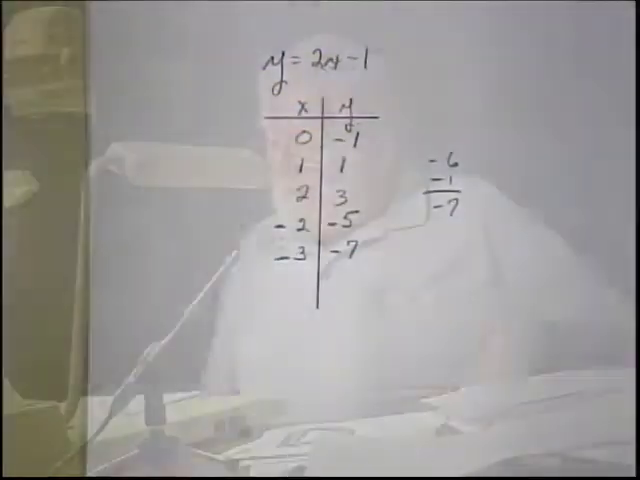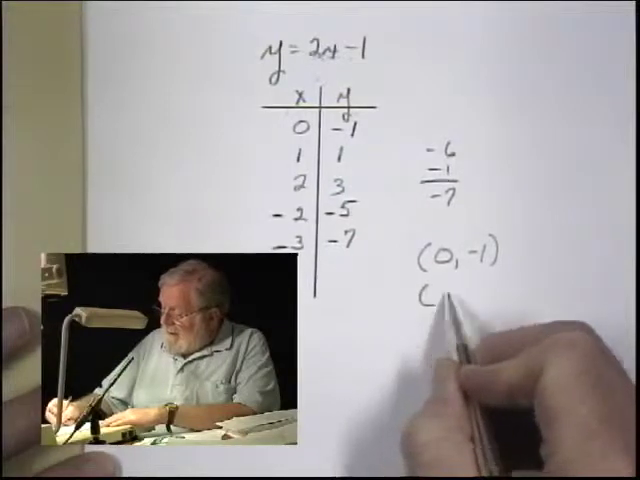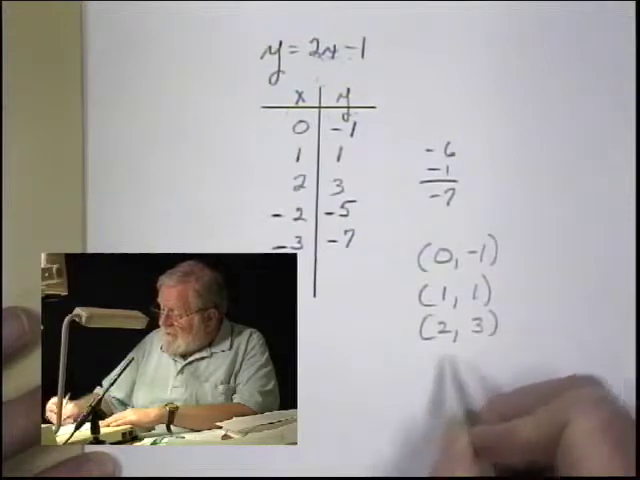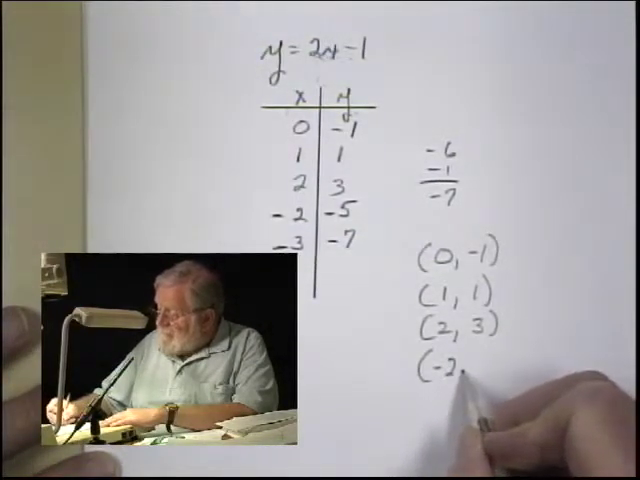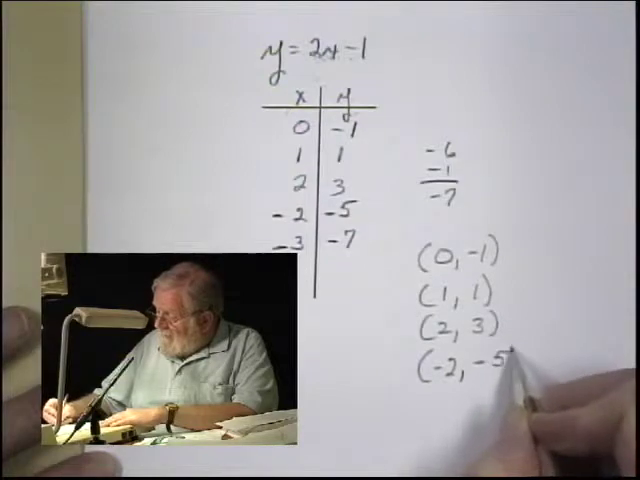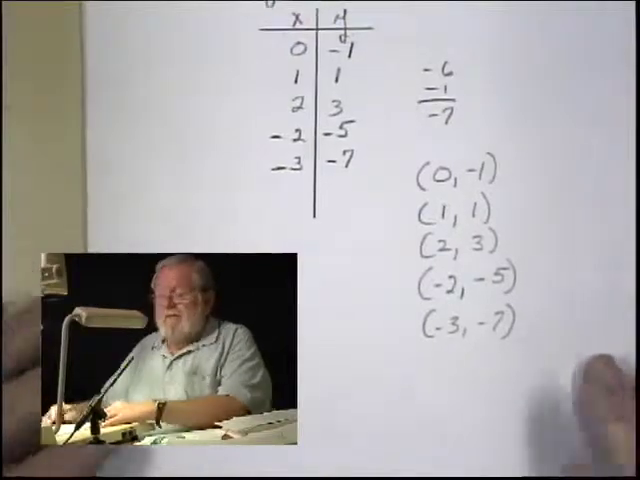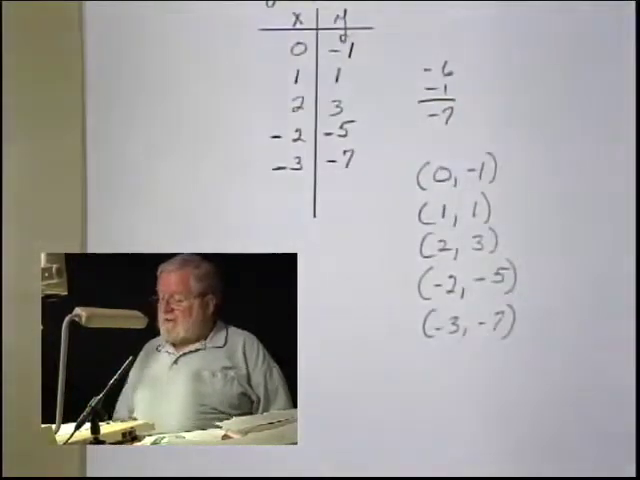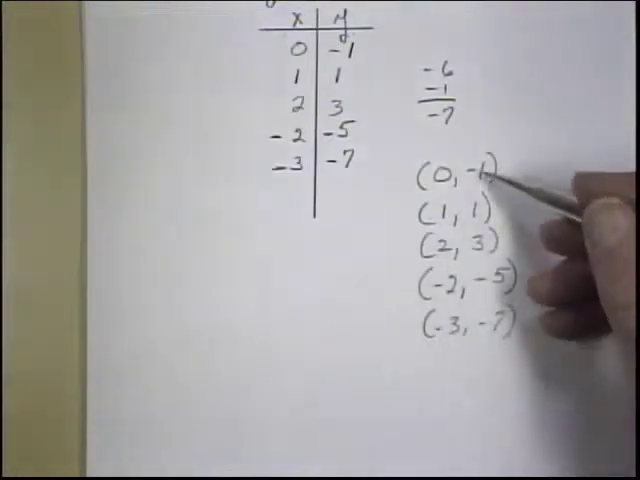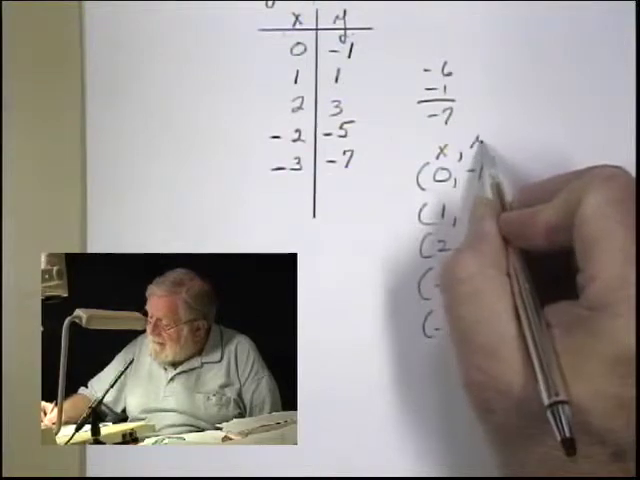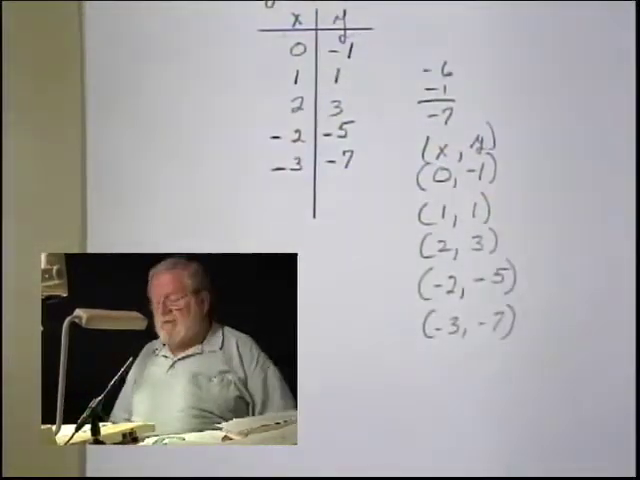So now we have generated 5 ordered pairs, and I'll write them for you. 0 and minus 1, and 1 and 1, and 2 and 3, and minus 2 and minus 5, and minus 3 and minus 7. Those are the ordered pairs we generated from our equation. Now we're going to graph them. Remember, we write the x value first, comma, and then the y value when we generate these ordered pairs.